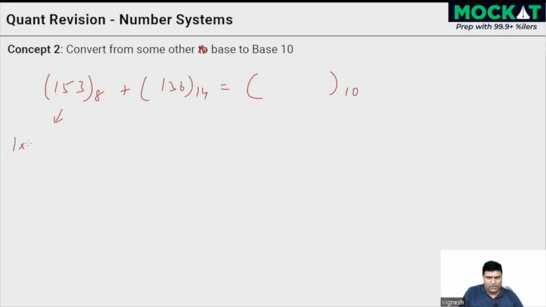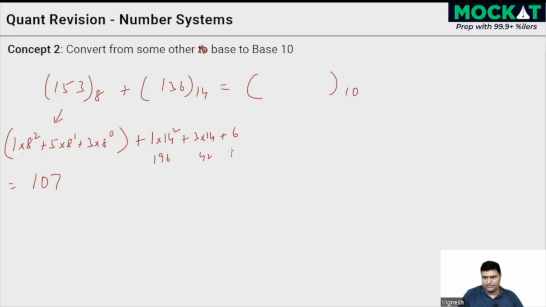153 to the base 8 is nothing but 1 into 8 square plus 5 into 8 power 1 plus 3 into 8 power 0, which is 64 plus 40, which is 104, plus 3, which comes to 107. 136 to the base 14 is 1 into 14 square, which is 196, plus 3 into 14, which is 42, plus 6 into 14 power 0, which is 6 itself. Now, 42 plus 6 is 48, and 48 plus 196 is going to come to 244. And these two, if I add up, I'm going to get 351.